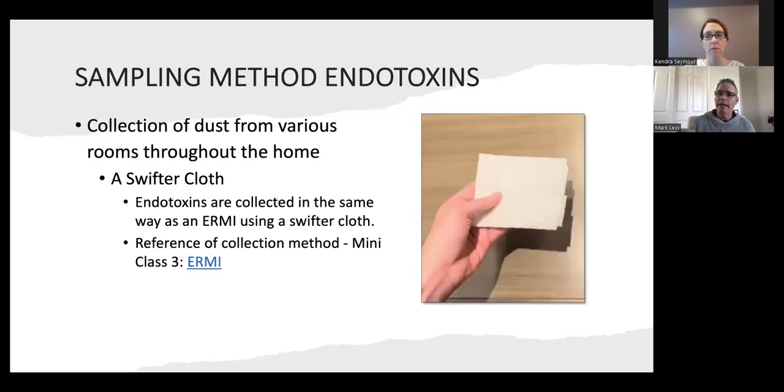So what does that mean? Well, we want to be able to test to see if there is any kind of endotoxins in your home. And the way we do that is through the dust. So what we typically do is take a Swiffer cloth and go through various rooms in the home and collect the dust. We go into these dust reservoirs and collect the dust, very similar to an ERMI type of collection methodology. And if you want to see how we do that and get a good overview, I would reference the collection method for ERMI in our mini class 3 series that we did before.